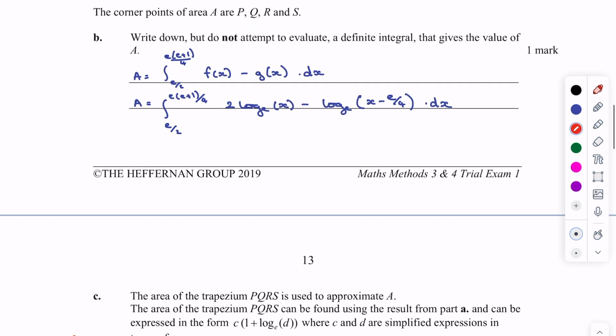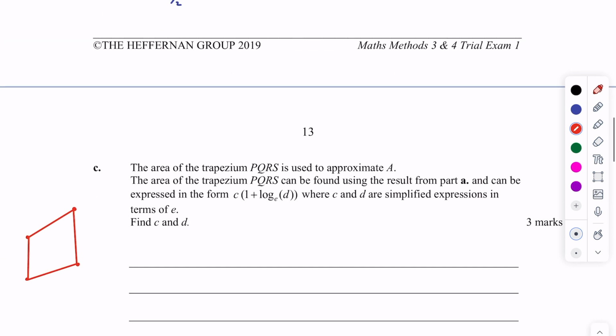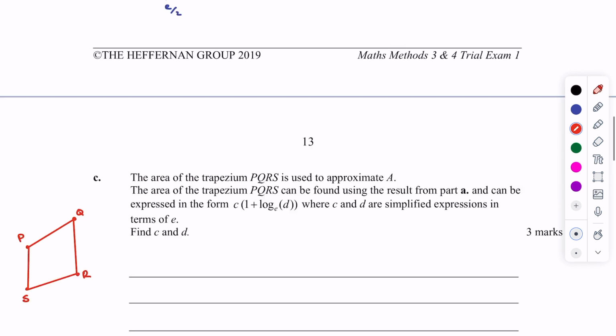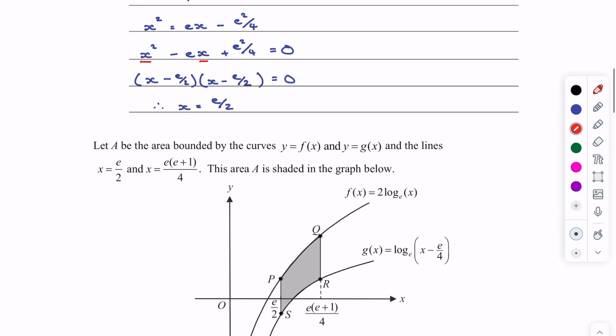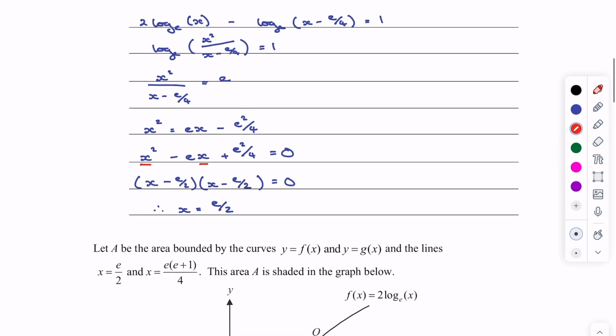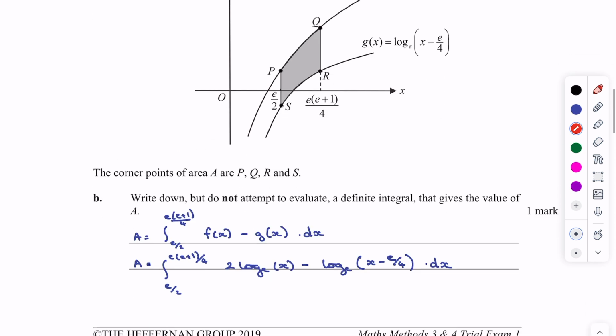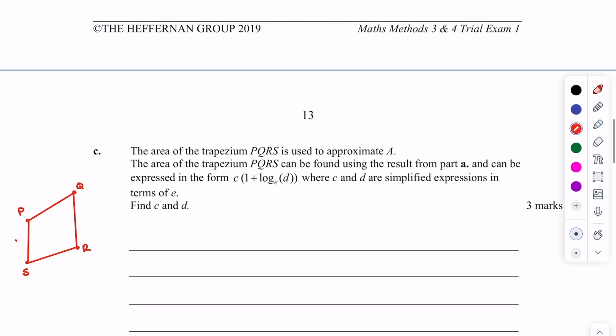Okay, so this is our trapezium PQRS. I'm going to have a look at part A. Part A says that when x equals e on 2, f(x) minus g(x) is 1. So therefore I can say that that length there, PS, is going to be equal to 1. That's handy to know.